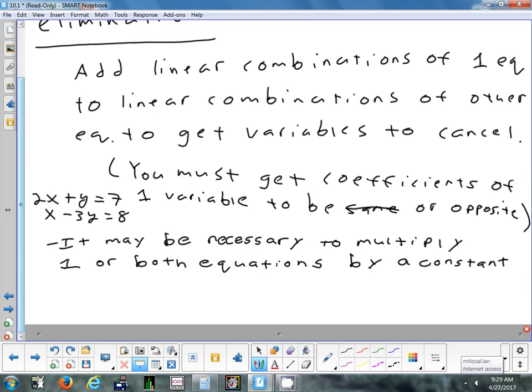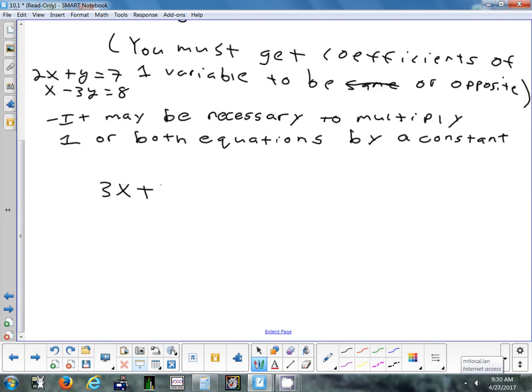Sometimes, like we did here, you can get away with just multiplying one equation by a number. Sometimes you have a problem where you have to do both. If you had something like this, you can't, unless you want to use fractions, which we try to stay away from, you can't really get the x's to be opposites in this case. What I would probably do is multiply the top one by 5 and then the bottom one by negative 3. And then you could make the x's opposites, 15 and negative 15.